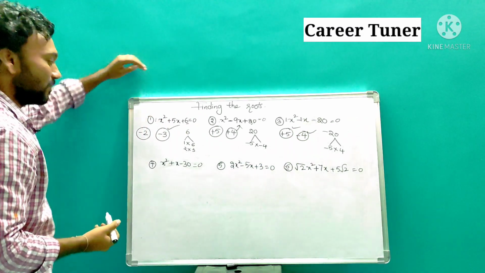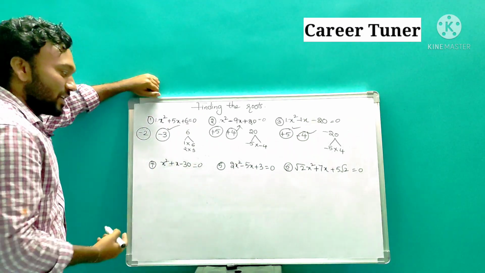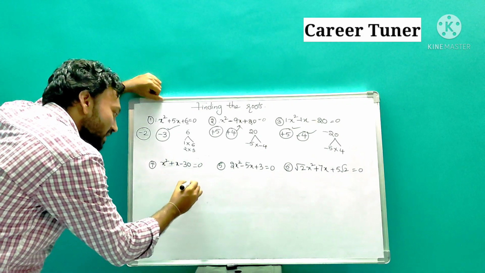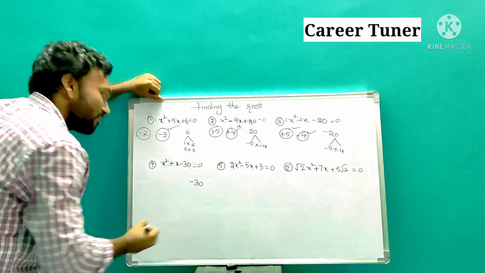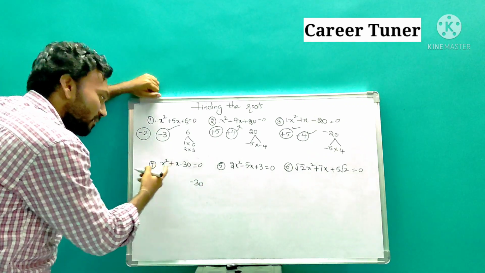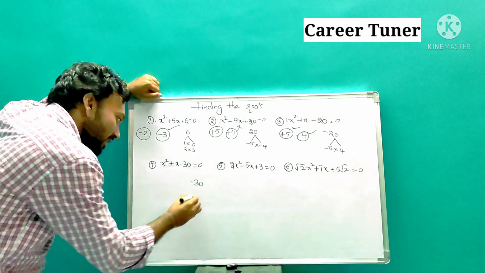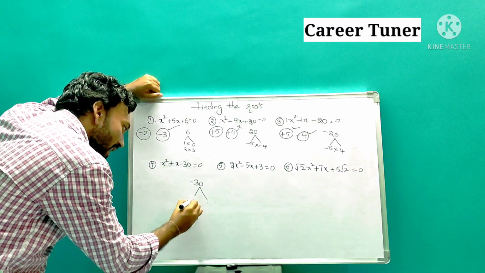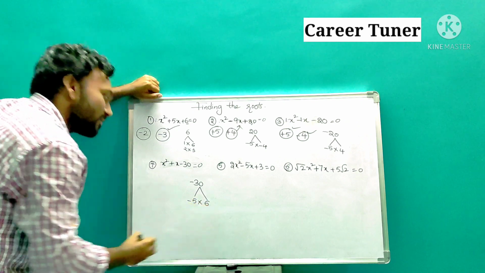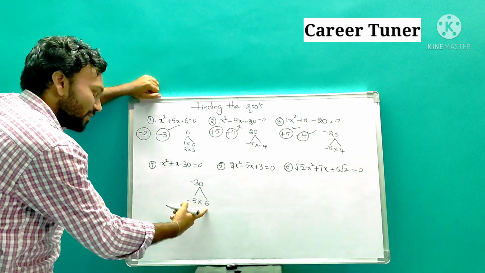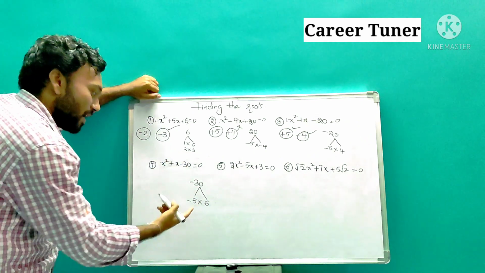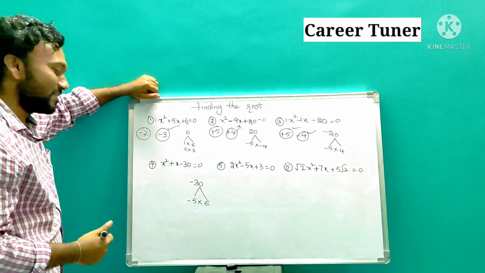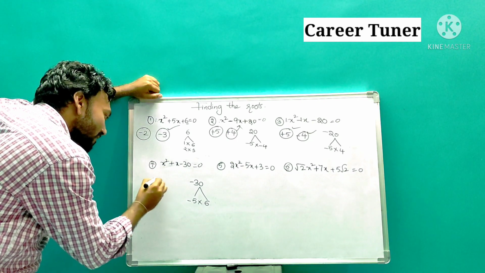Now coming to the next question. Now you see, here what is there? Minus 30. And here the coefficient is 1. So 1 into minus 30 is minus 30. So here I need to get 1. So if I write minus 5 into 6, then what happens? Minus 5 into 6 is minus 30. Minus 5 plus 6 is nothing but plus 1. Yes, my condition is satisfied. So minus 5 and 6.